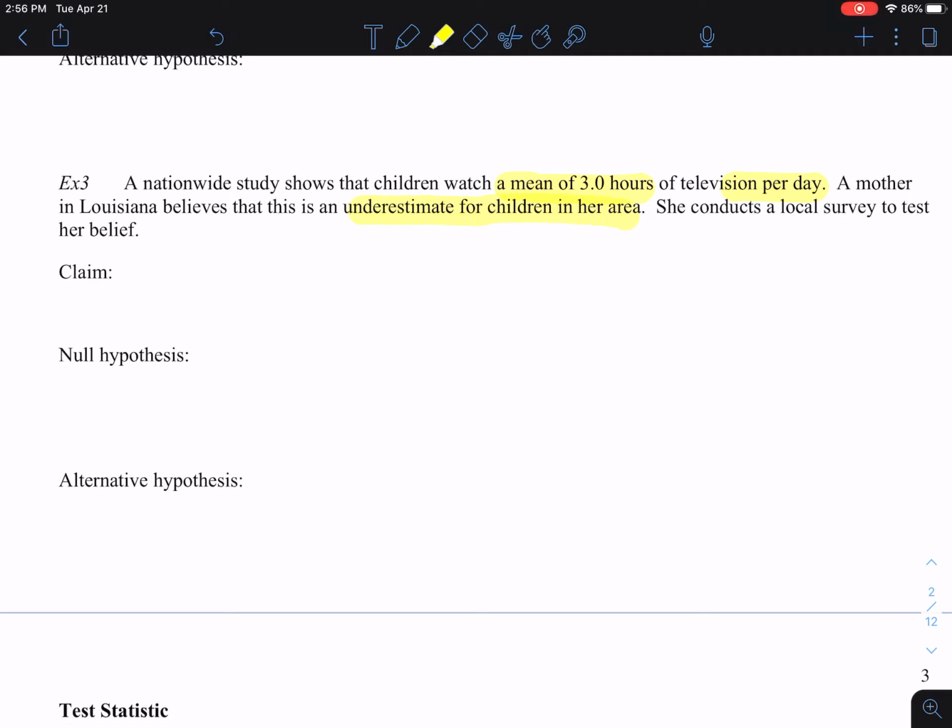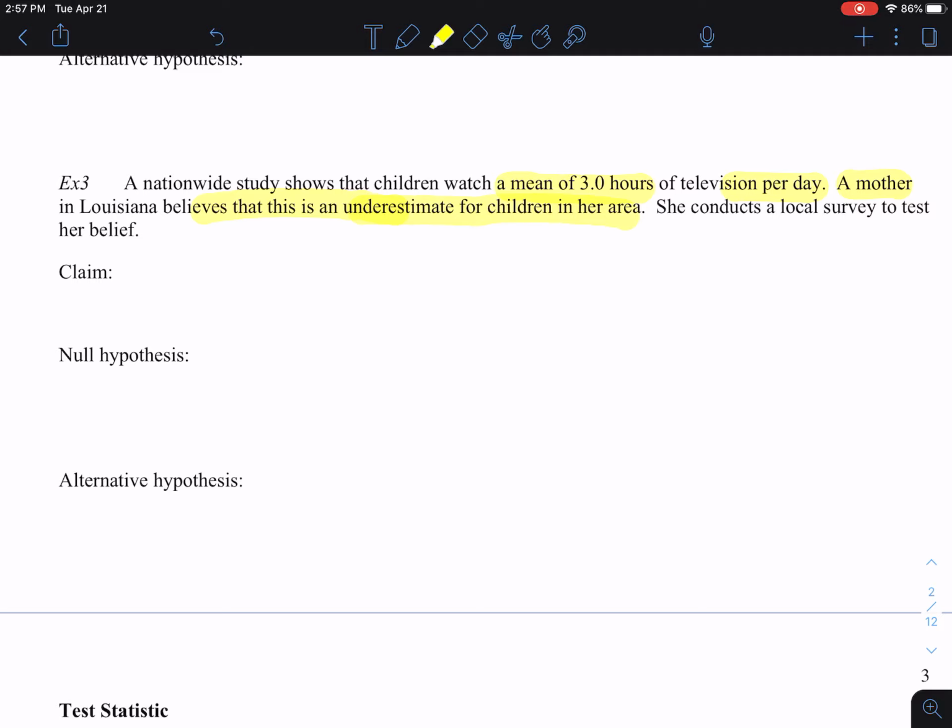So there's a nationwide study showing that on average, children watch around 3 hours of television per day. But again, this is nationwide. What she's saying now is that she's going to apply that result to her neighborhood. She's probably going to survey 10 or 15 children in her area to see if it's close to 3 hours or more. When she says she believes this is an underestimate for her area, she is making a claim. She wants to show that the average hours of television watched per day by children is much greater than 3 hours. That's what she wants.